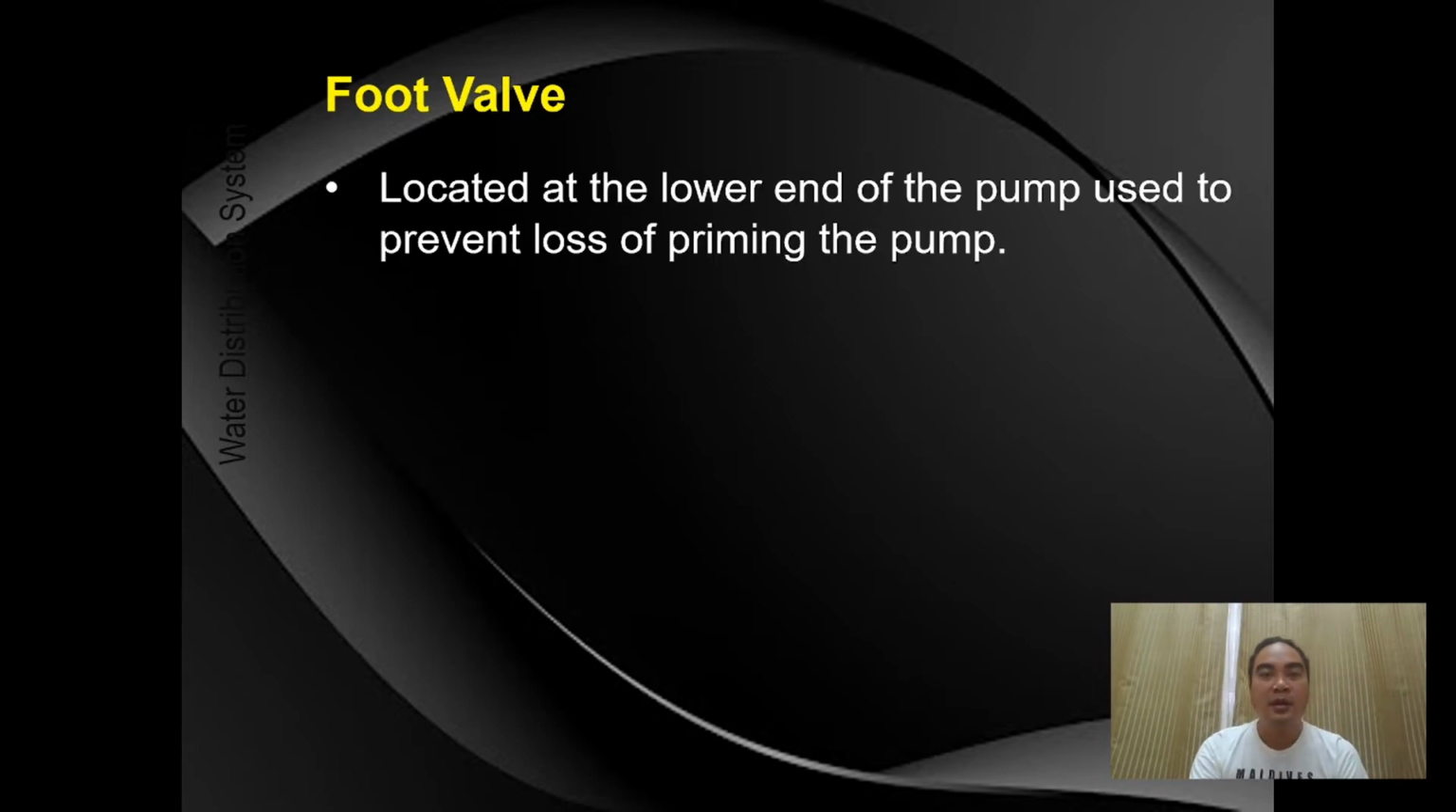Foot valve, located at the lower end of the pump, used to prevent loss of priming of the pump. Actually, that's wrong. For me, it should be located at the lower end of the pipe, at the end of the pipe. So when the foot valve is at the end of the pipe and the pump is up above, the distance from the pump to the bottom of the pipe will maintain water there. That is the purpose of the foot valve.